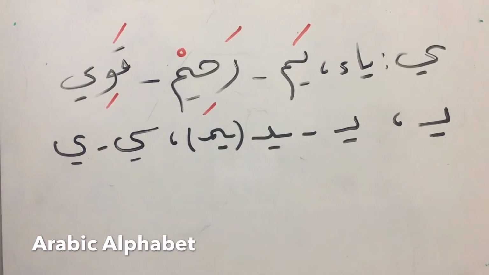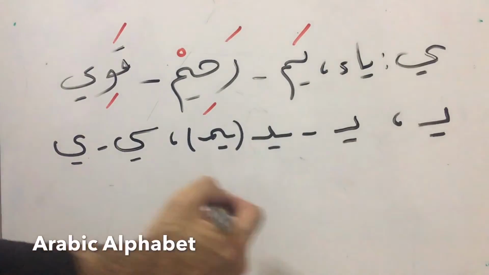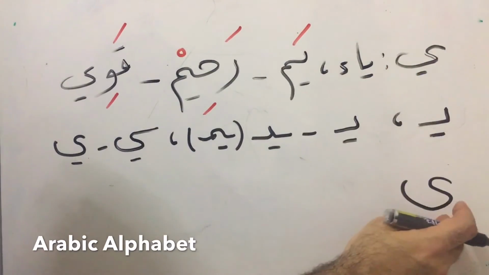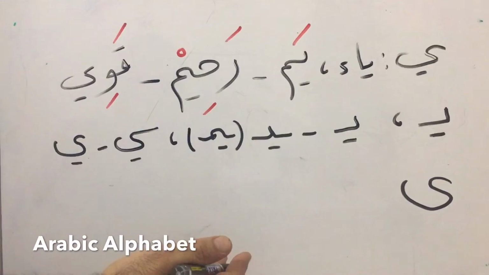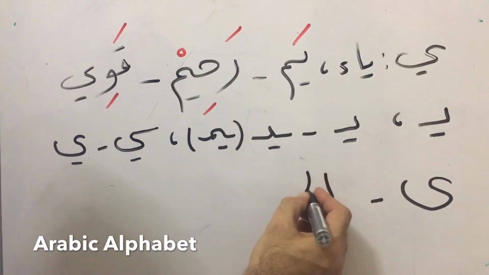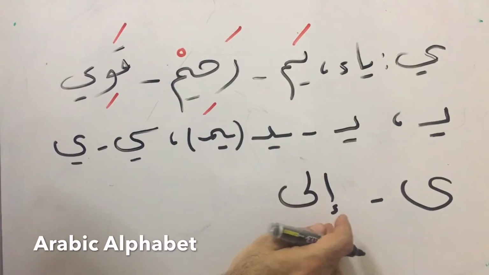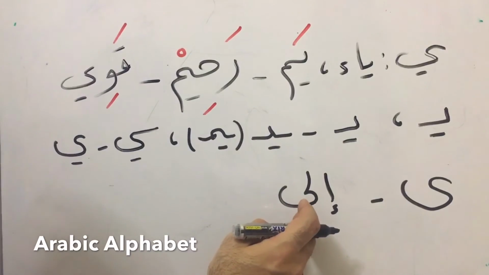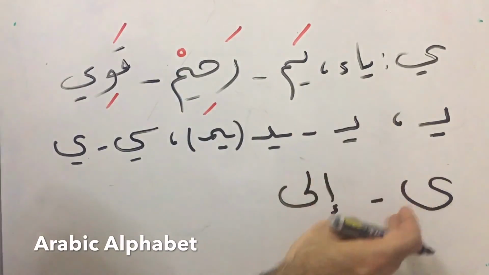We have a similar letter, we call it Alif Maqsura. It is written like Ya, exactly the same, but without dots under. In fact, it is Alif, like in Ila, meaning to. This is a preposition. It is the same as Ya, but it is Alif.